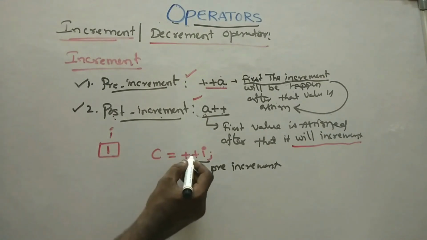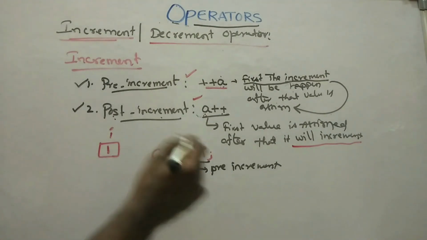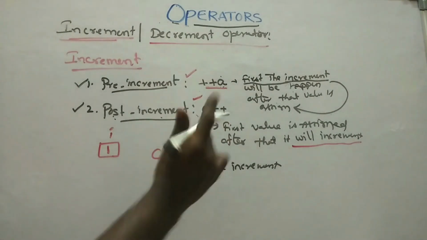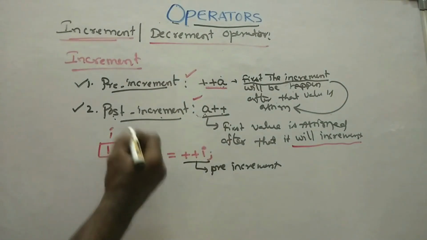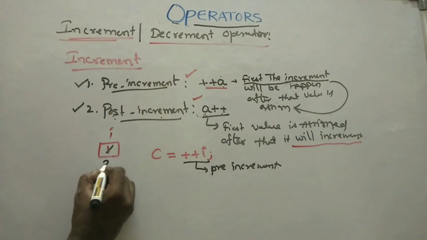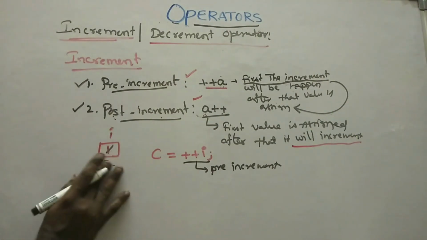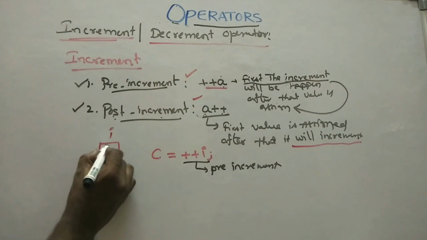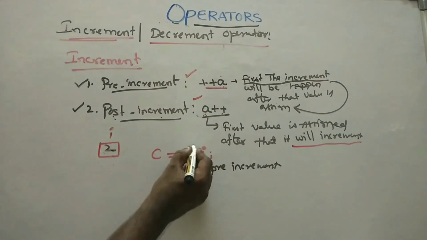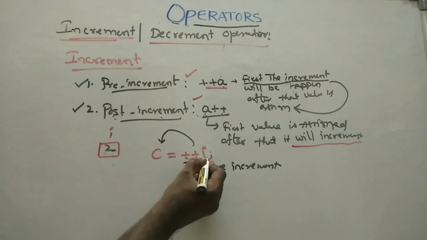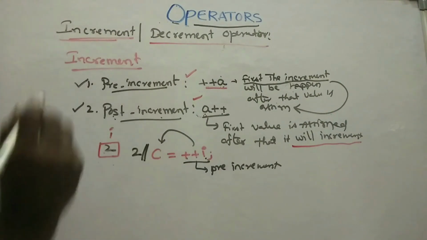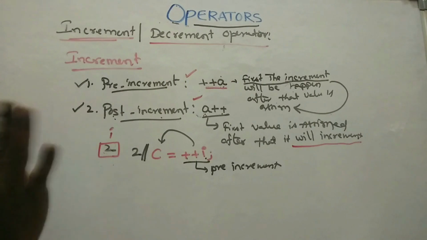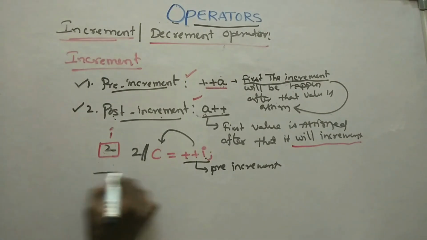What is meant by increment? Increment is nothing but the value is incremented by 1. Now ++I means I value is already 1, so now I value becomes 2. In the same position the I value is replaced by 2. After the incrementation the value is assigned. That means now the value of C is 2. Clear?